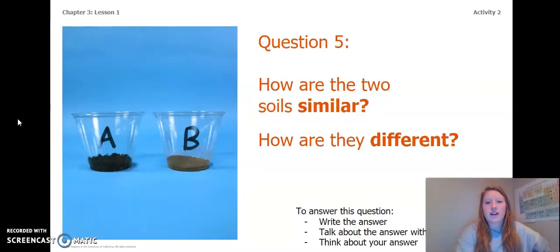So now I want you to answer question 5. How are the 2 soils similar and how are they different? To answer this question, you can write the answer in your Chapter 3, Lesson 1 activity packet in a notebook. You can talk about the answer with someone near you, or you can think about the answer in your head. Pause the video and answer question 5 now.